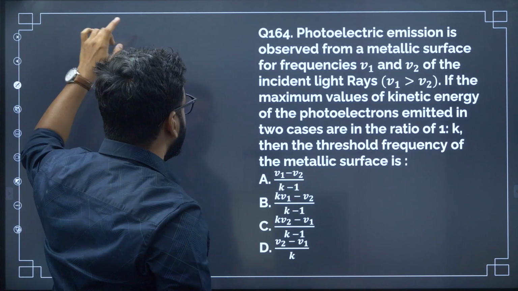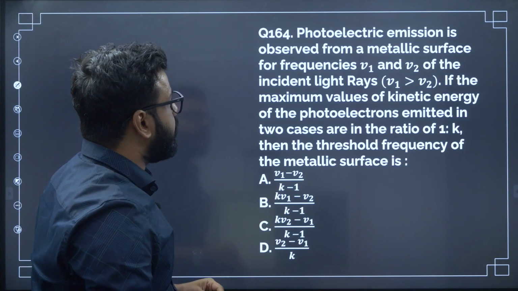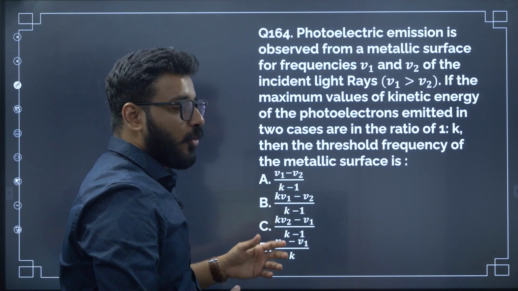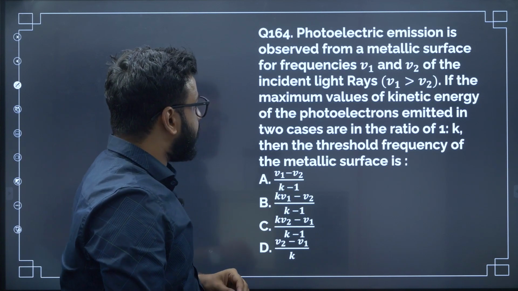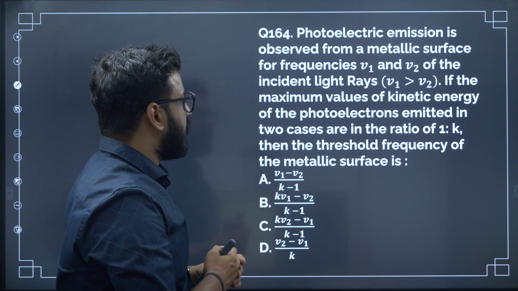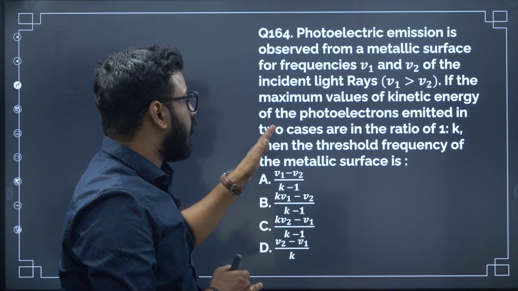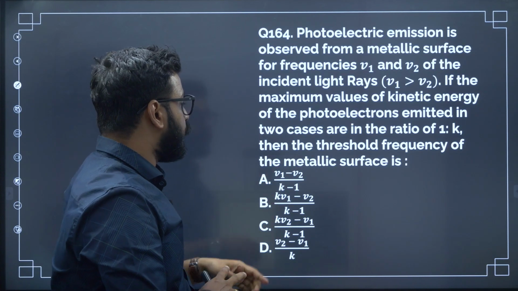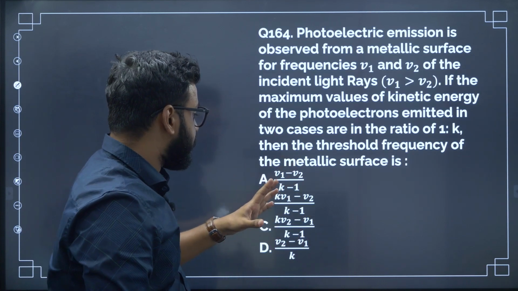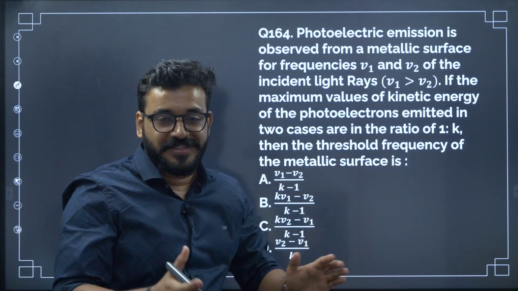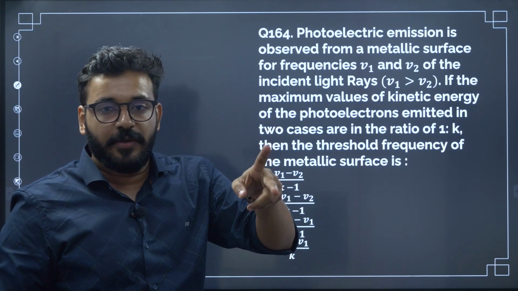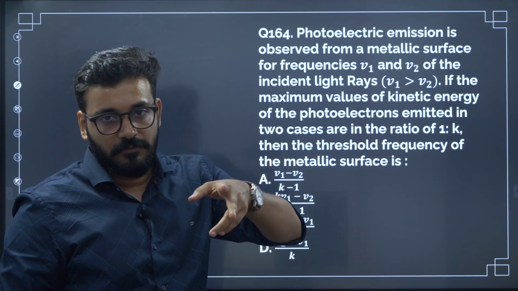Very simple question. 164, photoelectric emission is observed from a metallic surface for frequencies nu1 and nu2 of the incident light rays, where nu1 is greater than nu2. If the maximum values of the kinetic energy of the photoelectrons emitted in the two cases are in the ratio 1:k, then the threshold frequency is... a huge question. You have to understand one by one. There are two particular frequencies, and at each frequency you are getting a different kinetic energy.